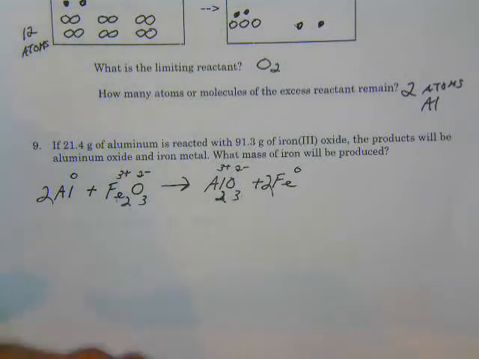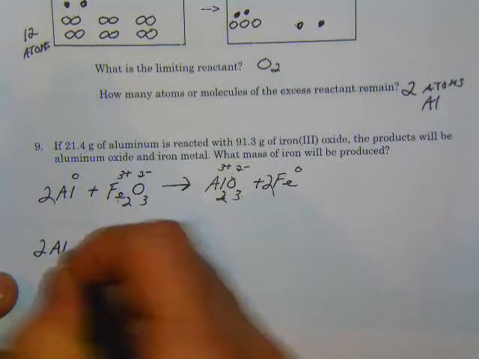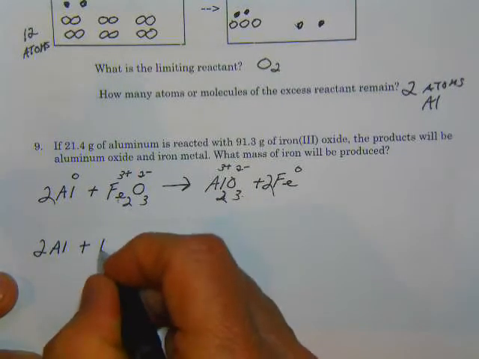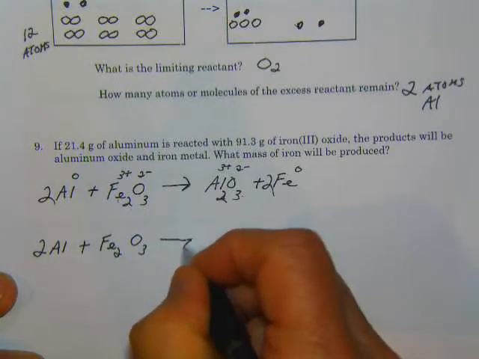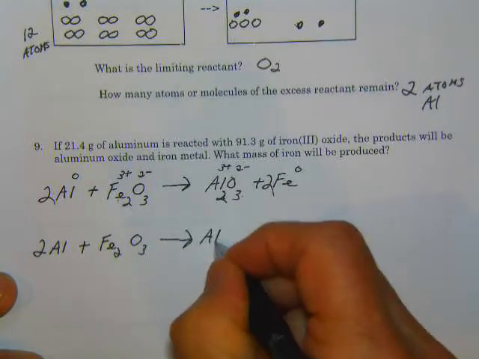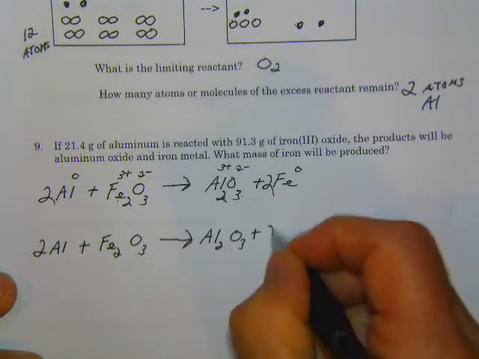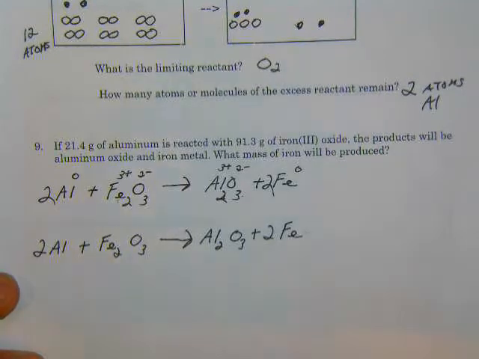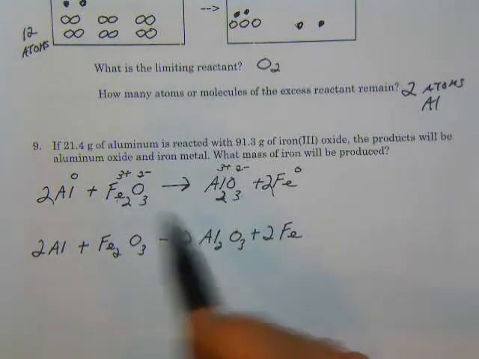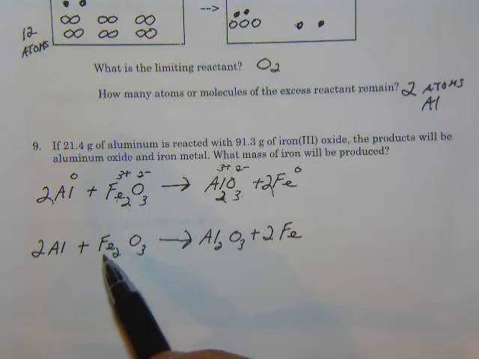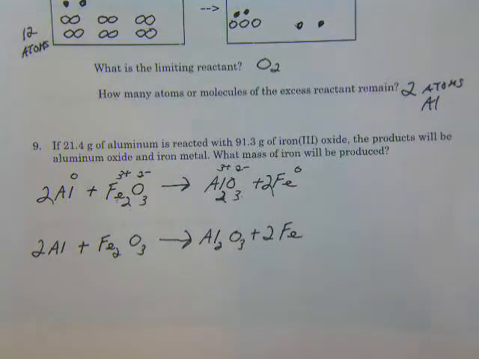I'm going to rewrite this so it's a little neater. So 2Al plus Fe2O3 yields aluminum oxide plus iron. So that looks a little nicer. All right, we have the 2 reactants, so we have to determine which is the limiting reagent here.